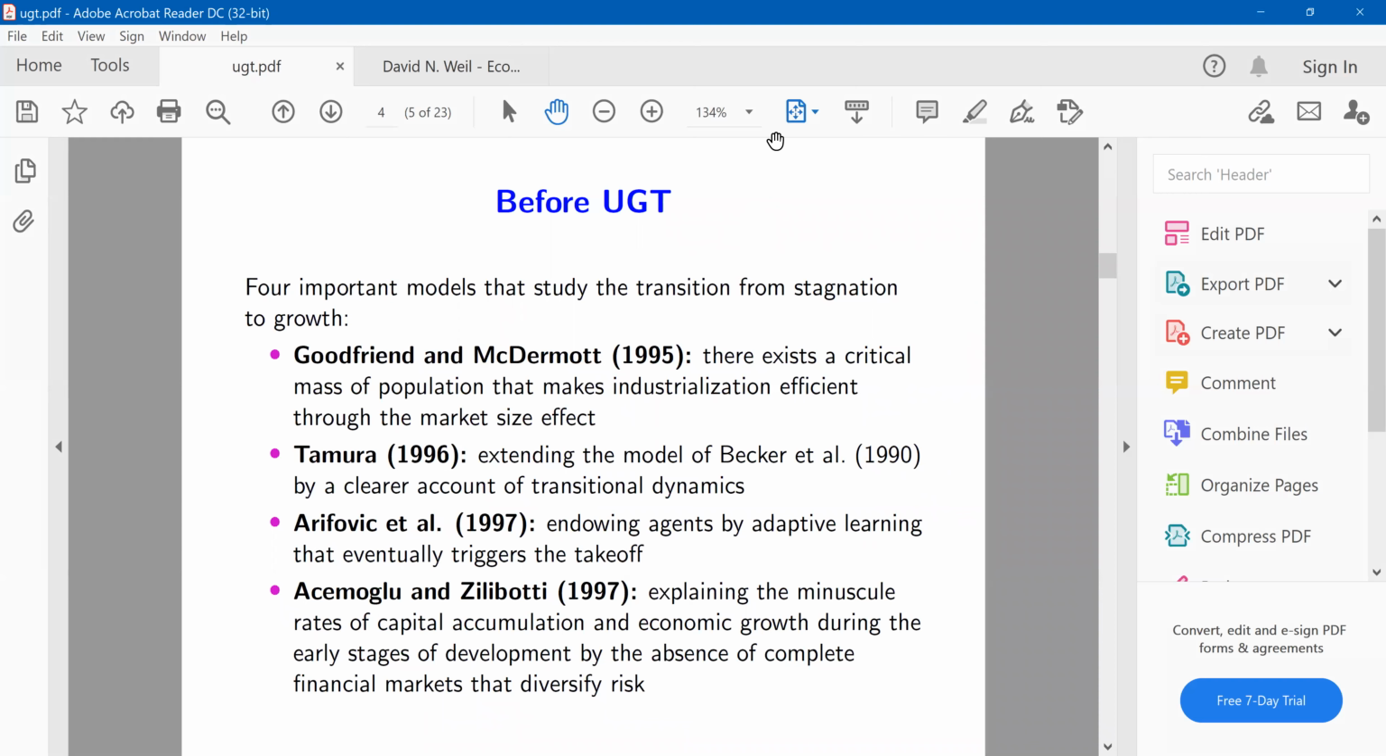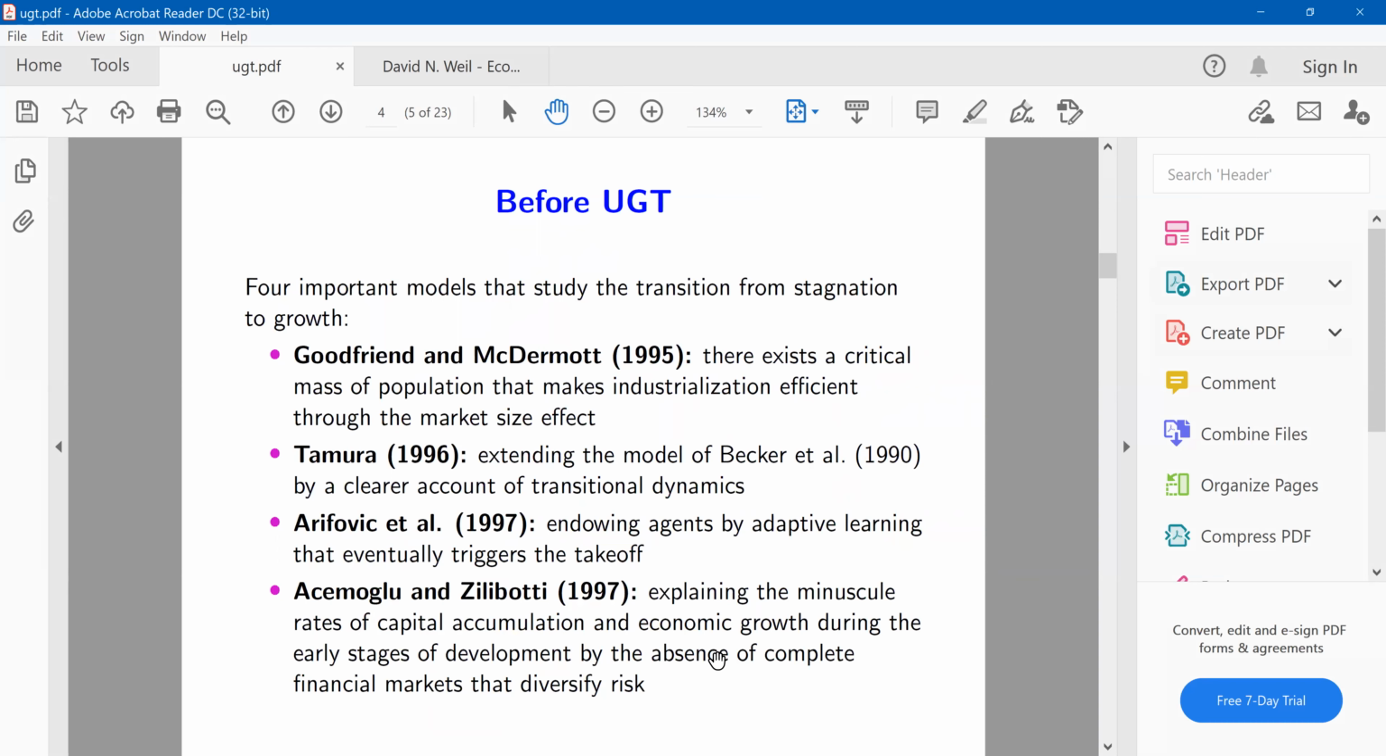In Tamura, he extends the Becker-Murphy-Tamura model we studied, remember, the high fertility trap model, and he studies the transitional dynamics from high fertility to low fertility. There is also Arifovich et al. In this model, there is adaptive learning. So this is an evolutionary model, actually. And the adaptive learning eventually triggers the takeoff. And finally, we have Acemoglu and Zilibotti.